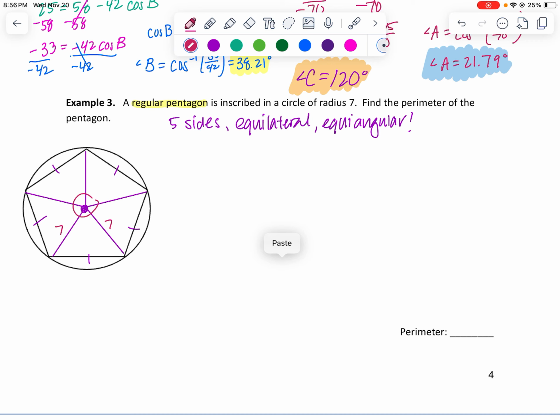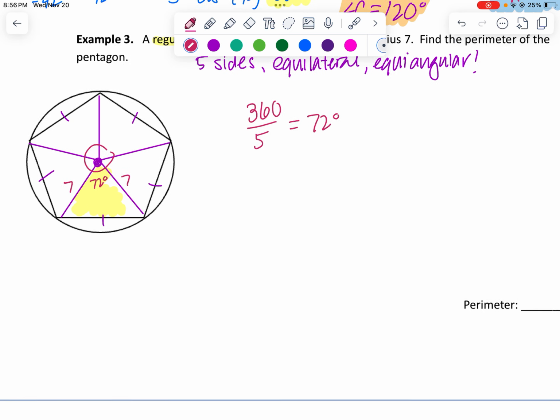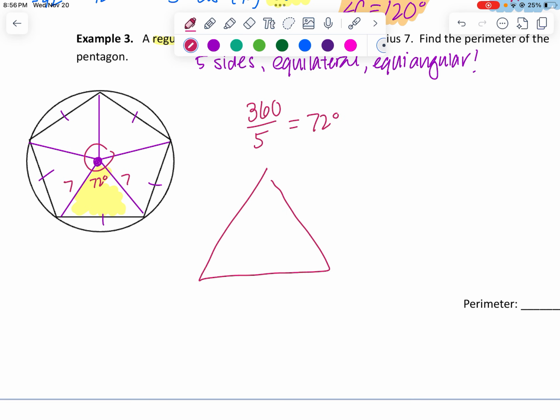Our angle measurements, right, we know that a circle has 360, so then divided by the 5 angle measurements gives me a 72. So here's 72. So let's zoom in to this triangle right here. I'm going to actually redraw it for us.